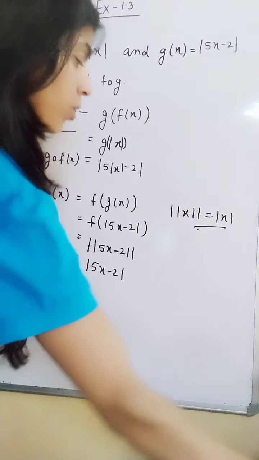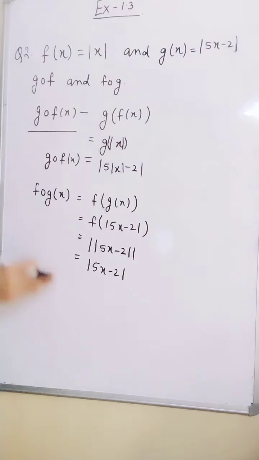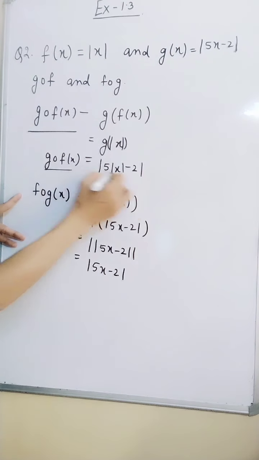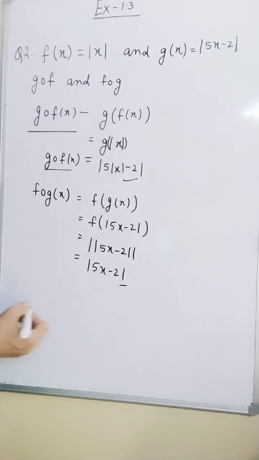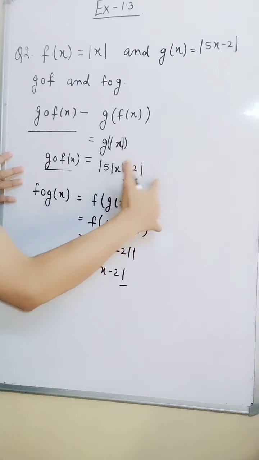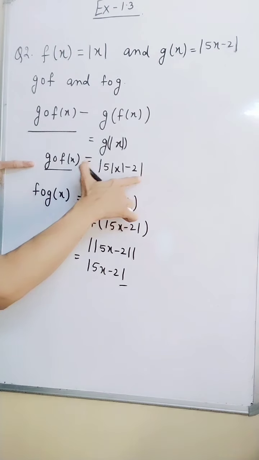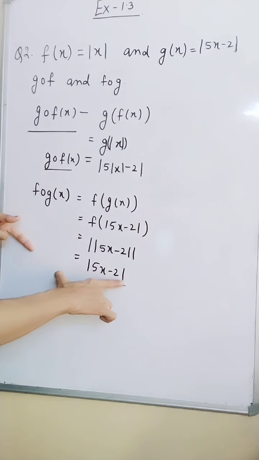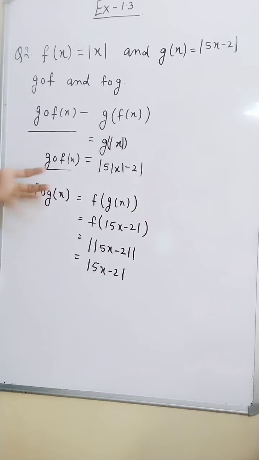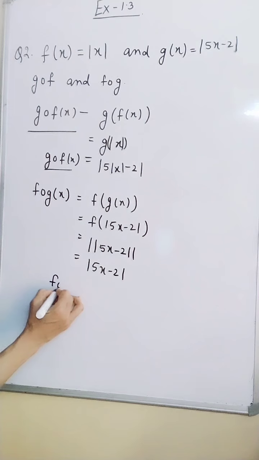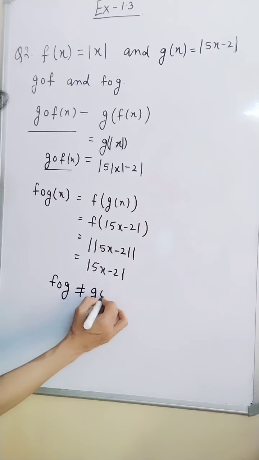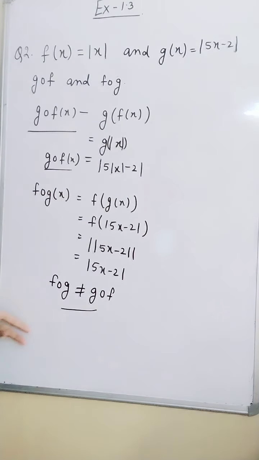Clear? So now what we can see here is that gof is this and fog is this, meaning the composition is not commutative. Here you can see that we are getting gof equal to this and fog equal to this. It means this proves that the composition is not commutative, right? Meaning fog is not equal to gof. It may be and it may not be. It is not compulsory that fog and gof are equal, right?